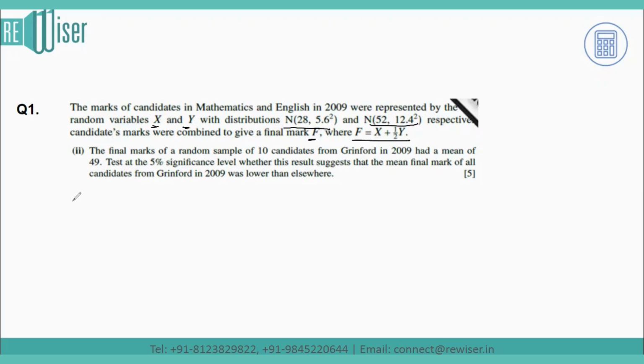In that case, first we have to find the expected value of F, which is the same as the mean of F. If we apply the formula, that gives us the expected value of X plus half the expected value of Y. As we know, expected value is nothing but the mean. So the expected value of X is 28 plus half of the expected value of Y, which is 52. So we cancel this, this is 26. So the expected value of F is 54.